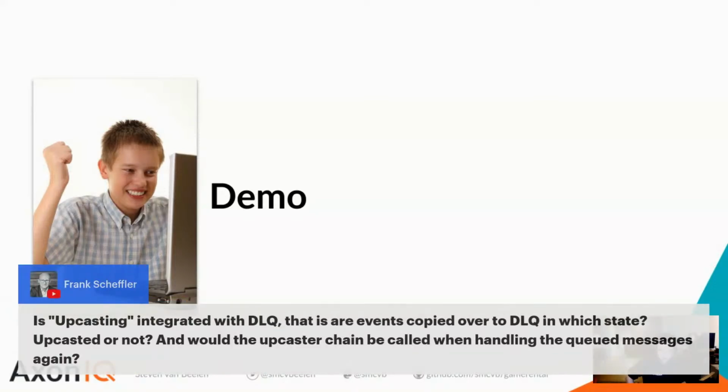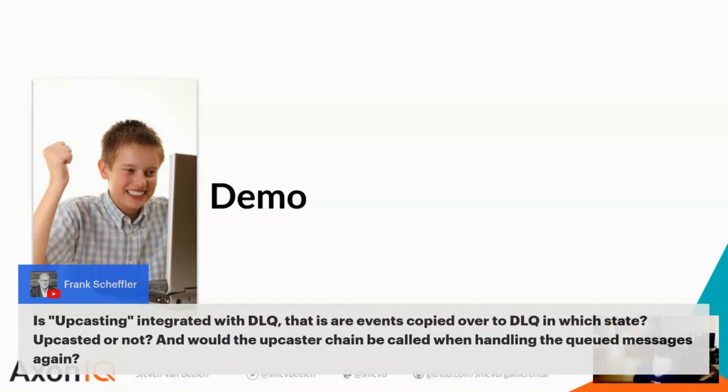Frank has another question about upcasters. Is upcasting integrated with the dead letter queue? That is, are events copied over to the DL queue in which state, upcasted or not? And would the upcaster chain be called when they're handling the queued messages again? This is similarly a good question.